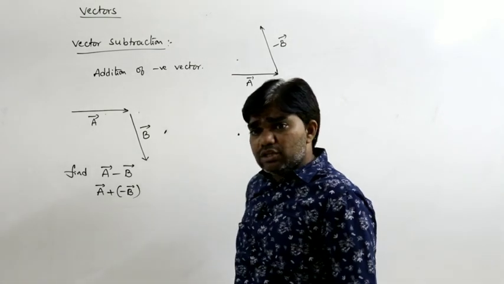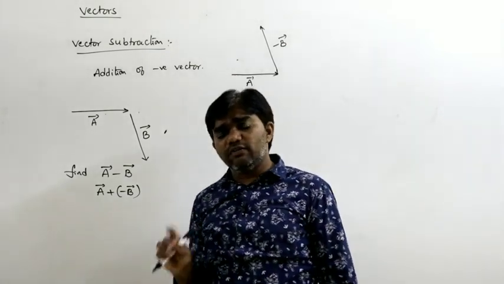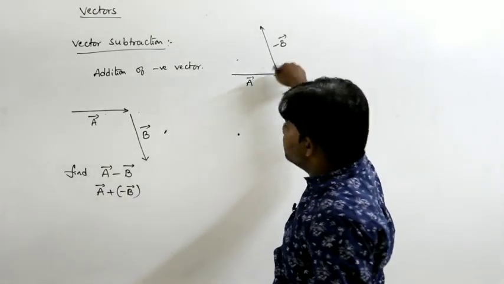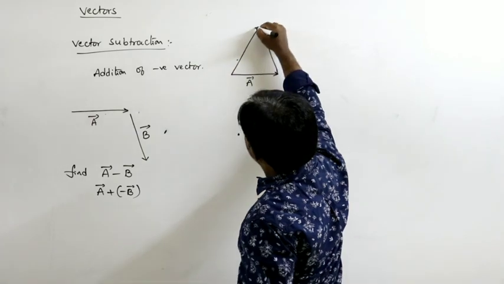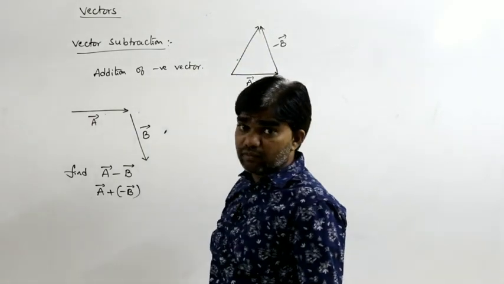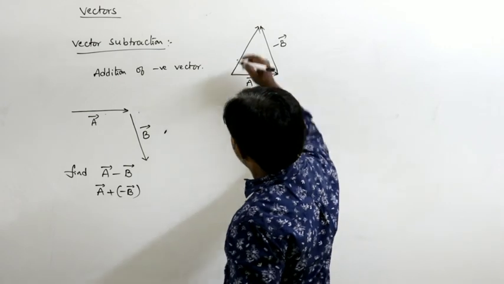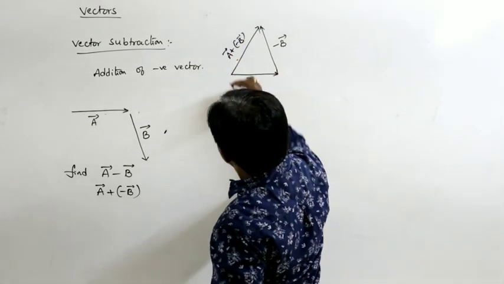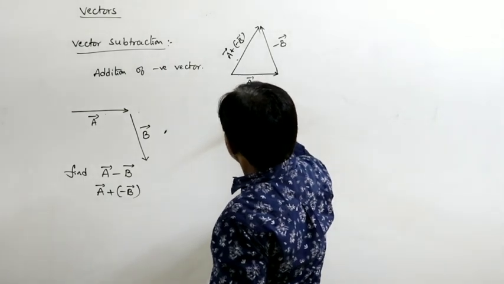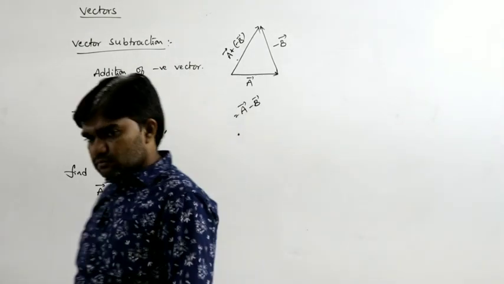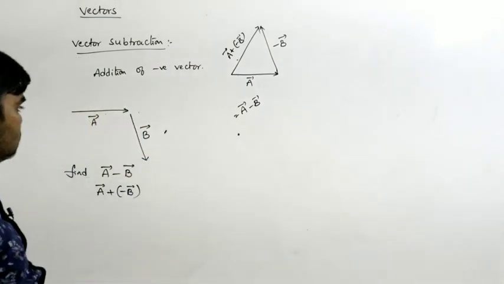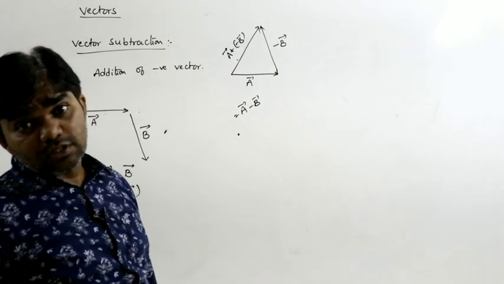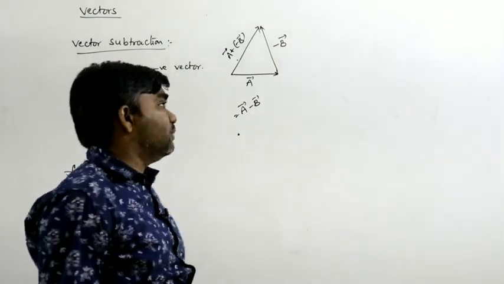So according to vector addition, again we have to follow 3 steps. First step, the second vector must start from the final point of the first vector. The line joining the starting point of the first vector and ending point of the second vector gives the direction and magnitude of the resultant. So that is A bar plus of minus B bar, which equals A bar minus B bar. So that is the situation. Subtraction is nothing but addition of negative vector.